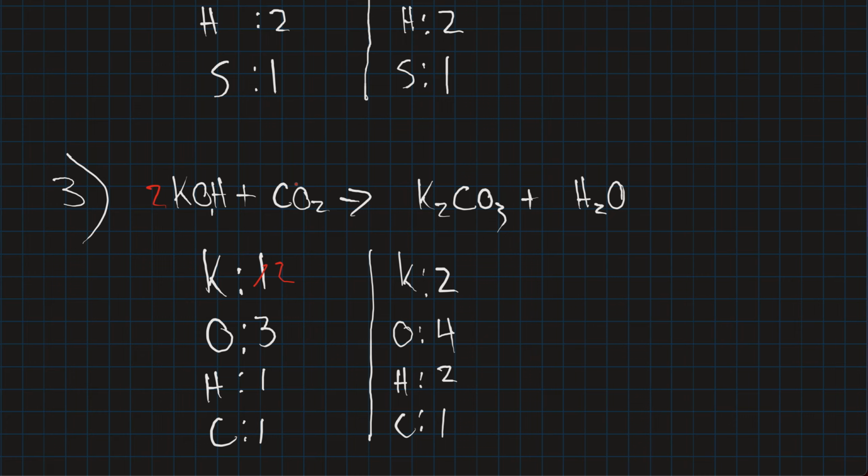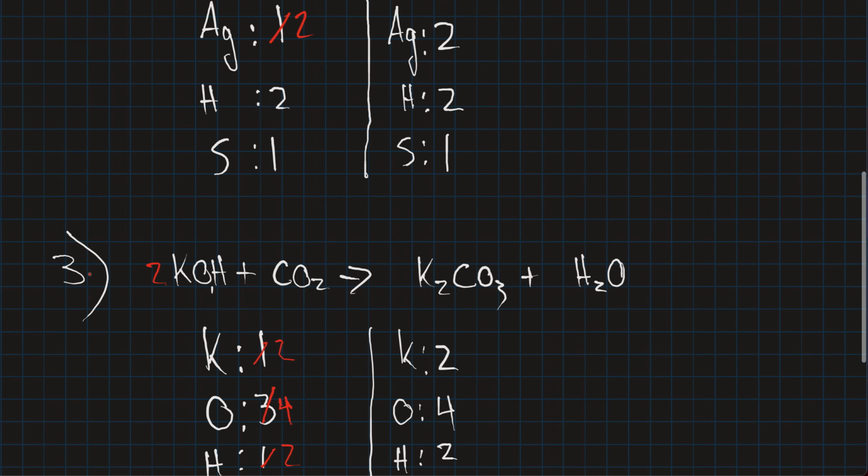So 2 plus 2 gives us 4. So 4 of oxygen, therefore resulting in a balanced oxygen, and 2 times 1 of hydrogen giving us 2 of hydrogen, therefore resulting in a balanced chemical equation. As you can see, we have 2 of potassium, 4 of oxygen, 2 of hydrogen, and 1 of carbon on both sides. So that, ladies and gentlemen, is how you can balance chemical equations.